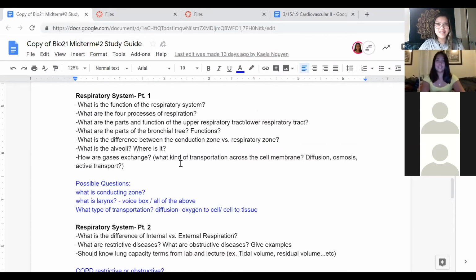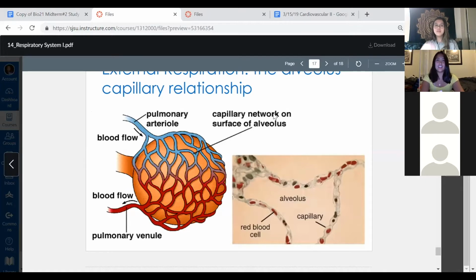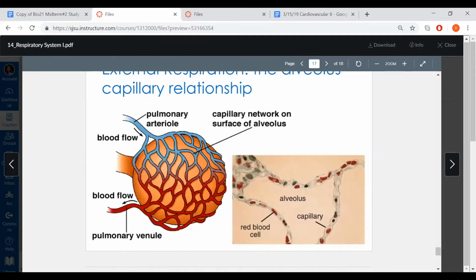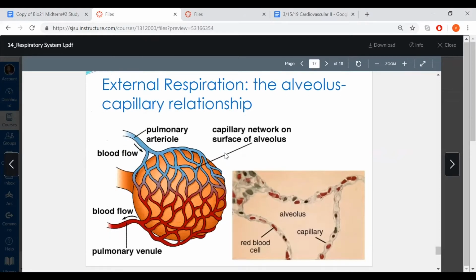So how are gases exchanged, and what kind of transportation across the cell membrane? If you remember the different ways to get across the cell membrane from the very first lecture, in your lungs it's diffusion, because that is the simplest way of transportation without requiring any energy. You're breathing every second, so you need a fast pace of diffusion across the cell membrane.